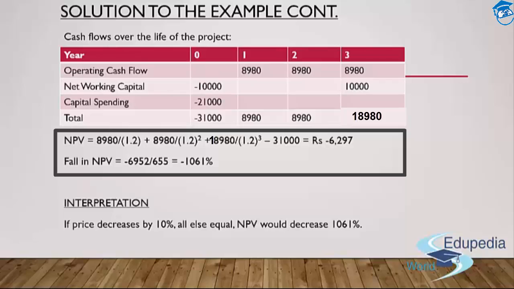So earlier it was 655, now it's minus 6297. I'll be adding 655 to it, I'll get a figure of 6952. Dividing that by 655, I'll get a figure of 1061%. So the interpretation is, if my price decreases by 10%, and I keep all the things equal, my net present value would decrease by 1061%. And that is how sensitivity analysis actually works, guys.